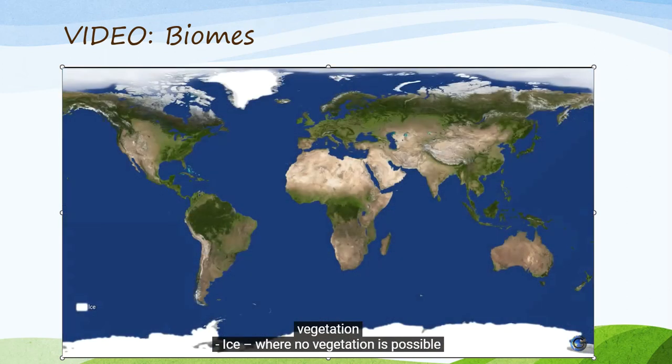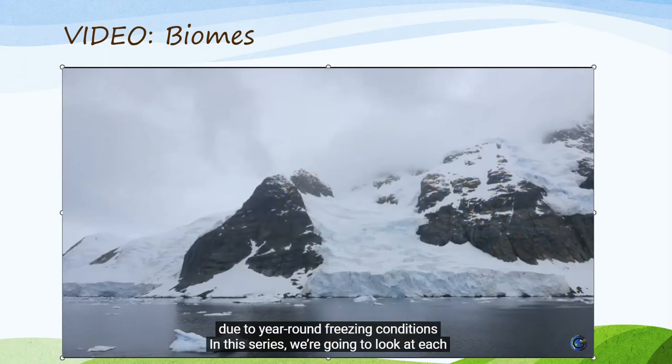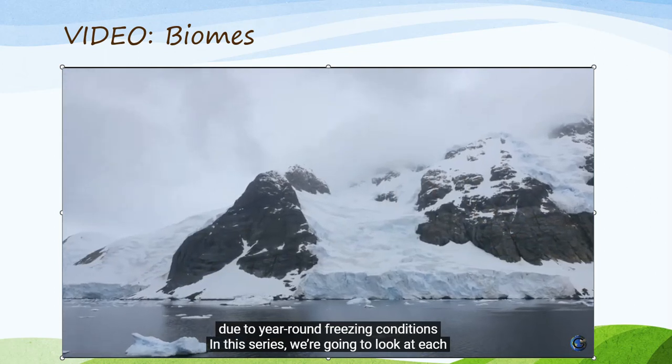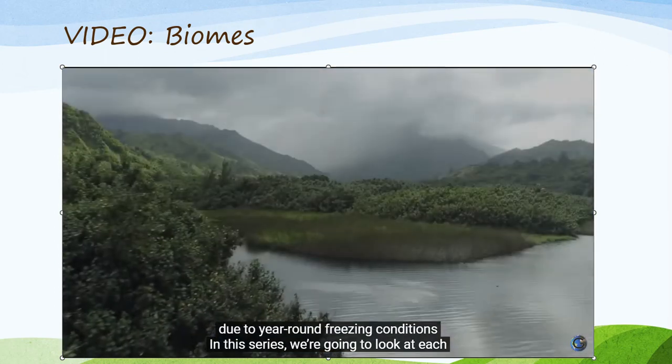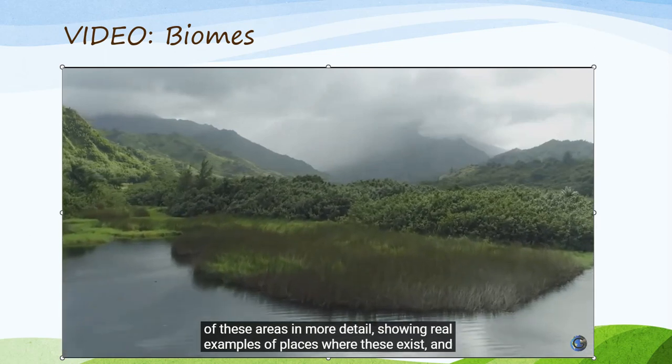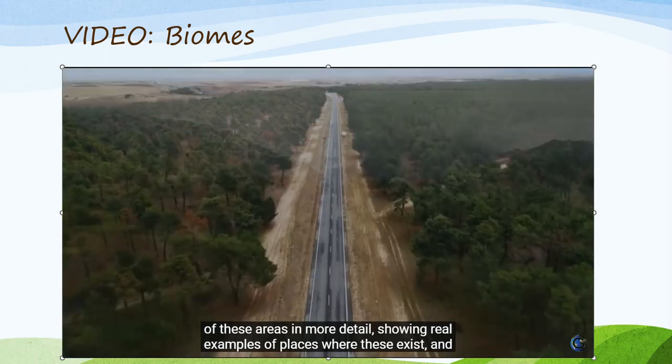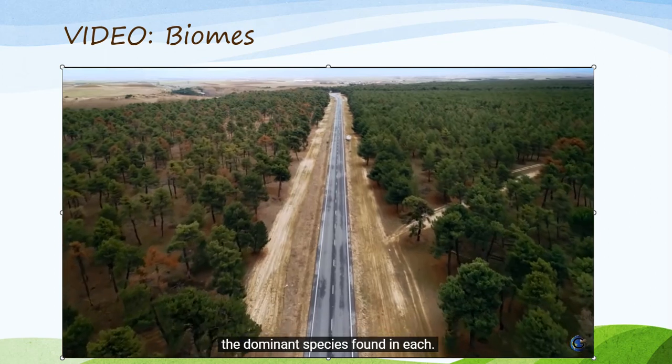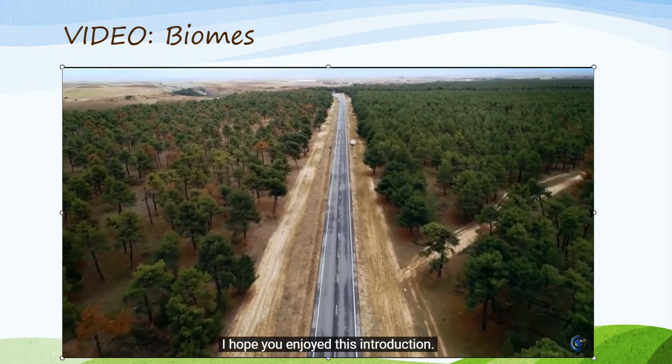Ice, where no vegetation is possible due to year-round freezing conditions. In this series, we're going to look at each of these areas in more detail, showing real examples of places where these exist and the dominant species found in each.